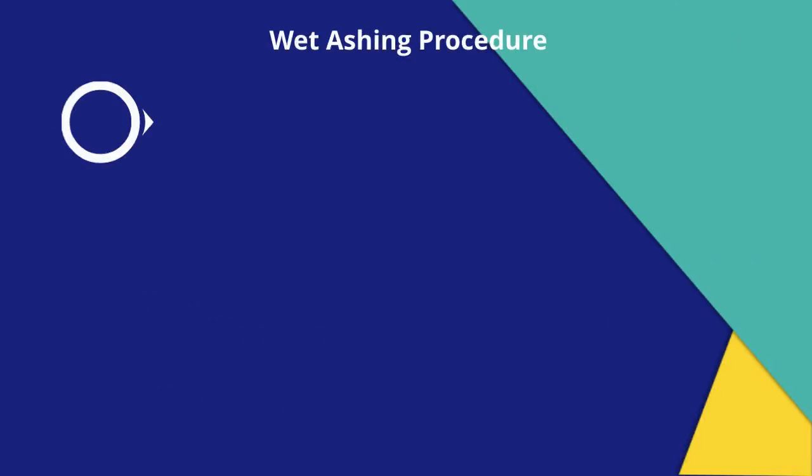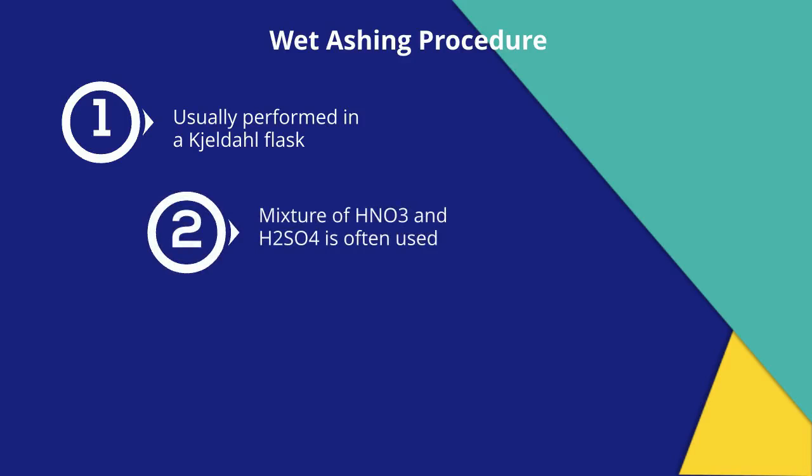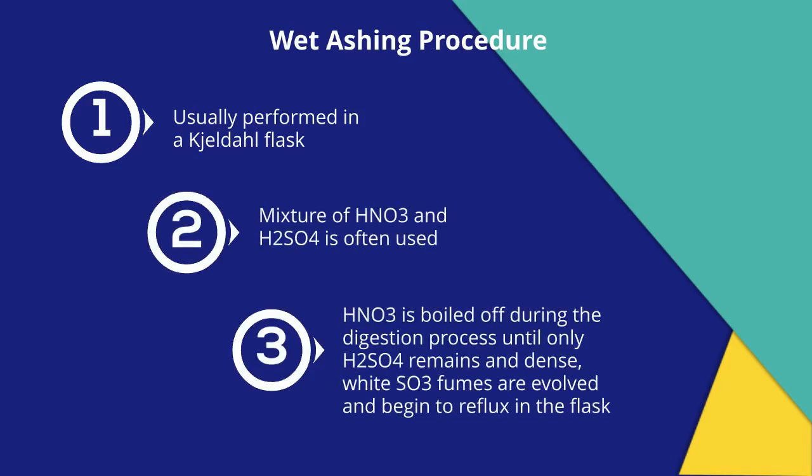Wet etching procedure is usually performed in a Kjeldahl flask. It can use a single acid reagent or a mixture of acids, and this acid will be boiled off during the digestion process. And the temperature of the decomposition is the boiling point of the acid reagents.